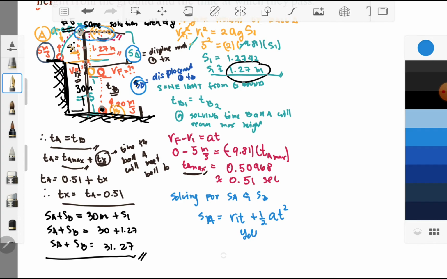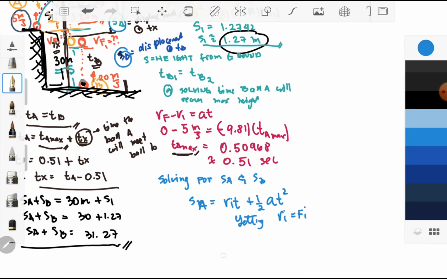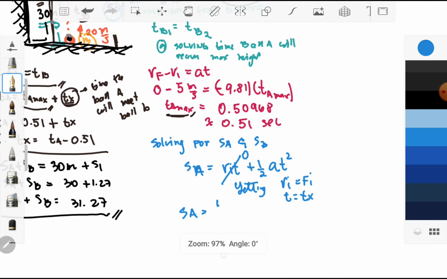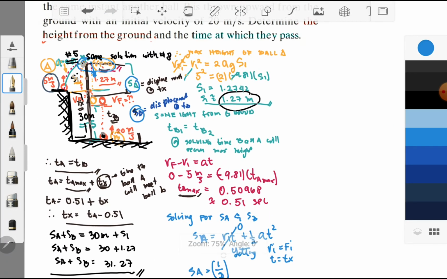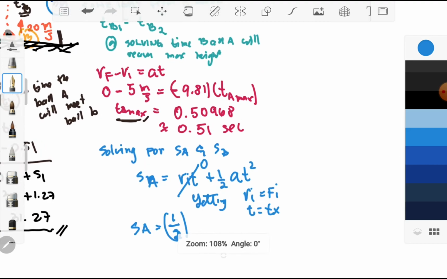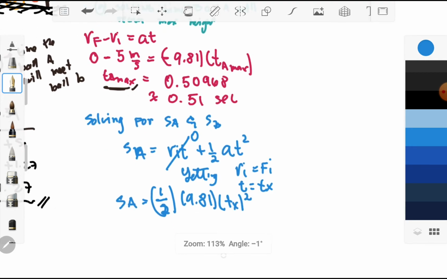So, letting VI be equal to 0 and T be equal to TX. Right? So, we have our SA is equal to VIT, which is 0, plus 1/2. Take note, we are in free fall, so your acceleration will be with the gravity. So, it is a positive acceleration. Okay? So, we'll have positive 9.81 multiplied by our TX squared. Okay? That is our SA.